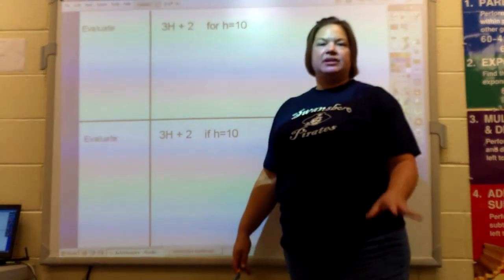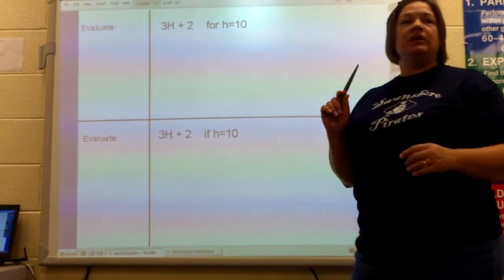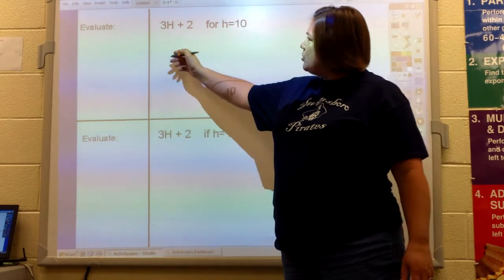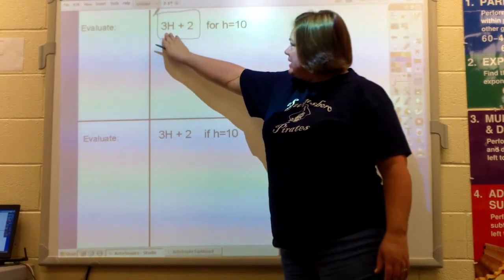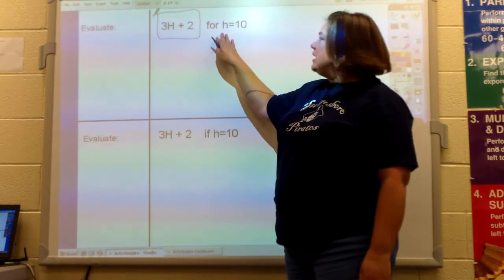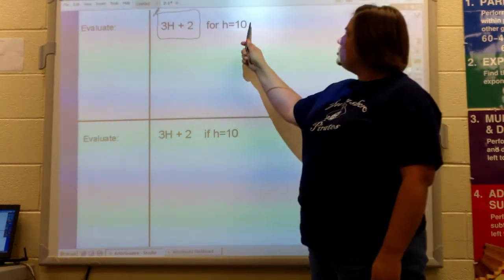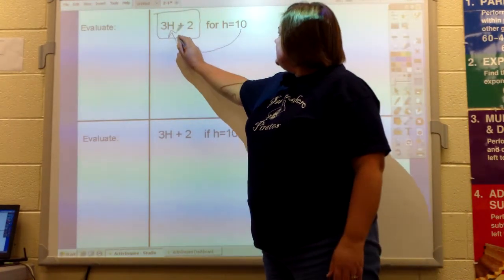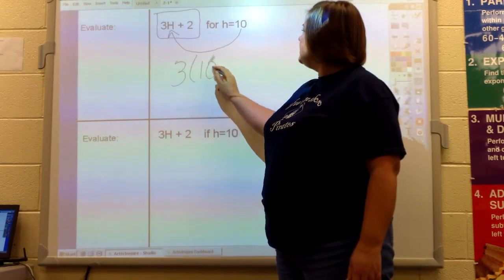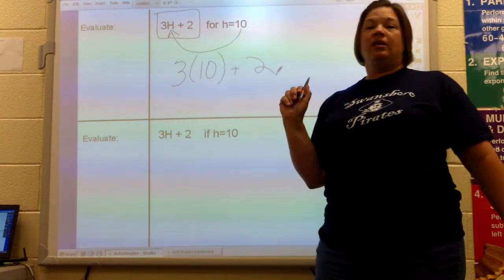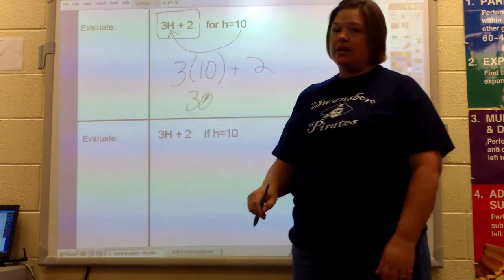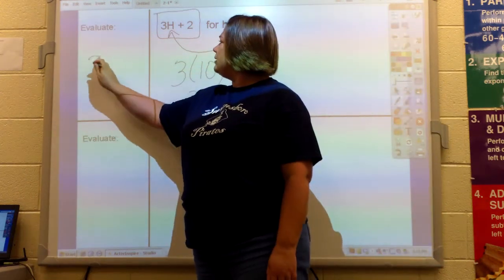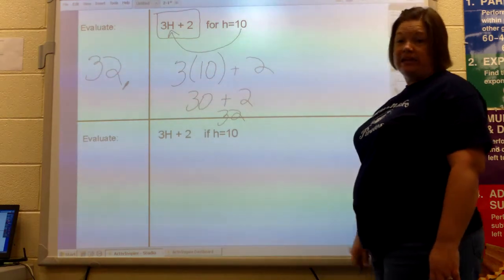Another way you may see, rather than having in a table where it tells you what the variable is, it's going to give you sometimes something that looks like this, where our problem is 3 times h plus 2. And then it tells you h equals 10. That just means we're substituting 10 in for h. It tells you to use 10 for h. So we're going to put that 10 in there. So we have 3 times 10 plus 2. 3 times 10 is 30, following order of operations, plus 2 is 32. So my answer for that one would be 32 if I'm using 10 for h.